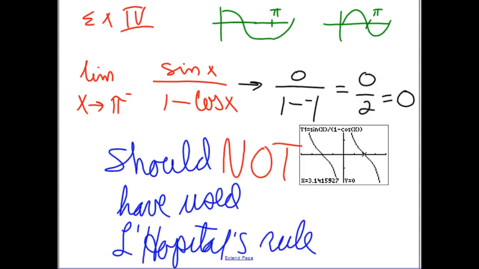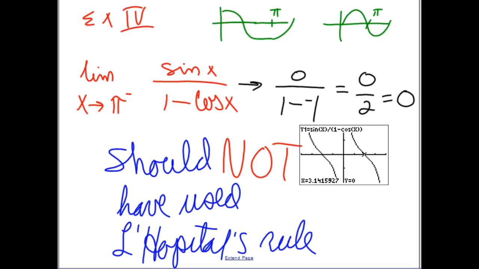And what happened was, when you just plug pi in, as we saw a second ago, I don't get 0 over 0. I get 0 over 2, and that's 0. So if you apply it in a situation where it shouldn't apply, you're going to get a wrong answer sometimes, or possibly. That's the only point of that.